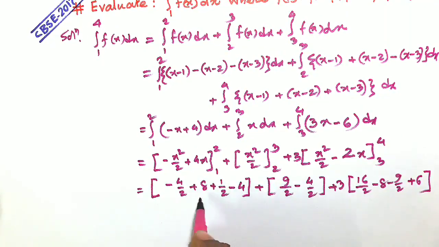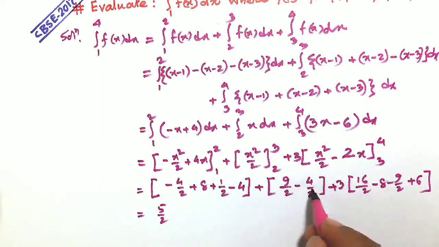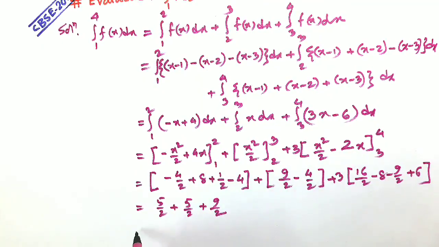So after calculation we are getting here only 5 upon 2, and from here we are getting 5 upon 2 again, and from this one, yes, this 8 is cancelled, and getting 9 upon 2. So after calculation we are getting here 19 upon 2.